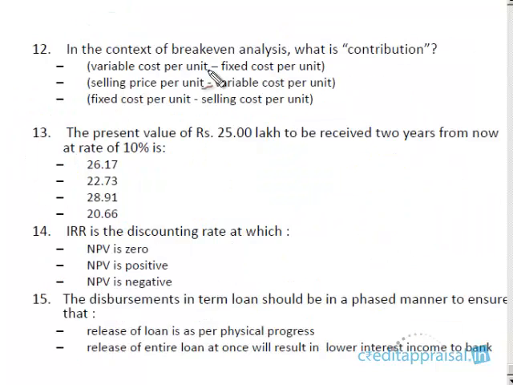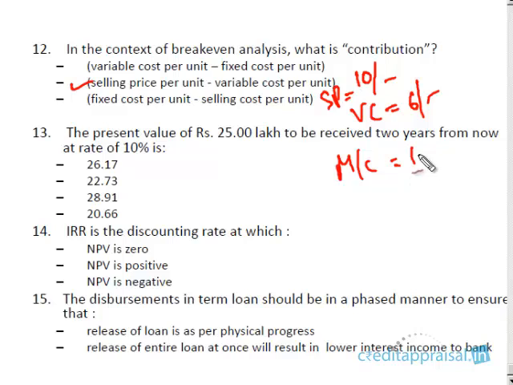Question 12. In the context of break-even analysis, what is contribution? Variable cost per unit minus fixed cost per unit. Selling price per unit minus variable cost per unit. Fixed cost per unit minus selling cost per unit. Please refer back to the segment where we discussed break-even analysis. The correct option is selling price per unit minus variable cost per unit. If you recall, the example we considered was an item selling at 10 rupees per item, and the variable cost per item is 6. The company has purchased machinery for 1000. This is exactly the same example which we considered.